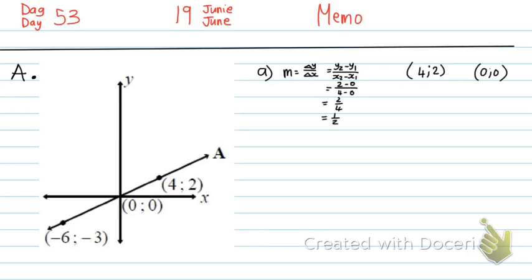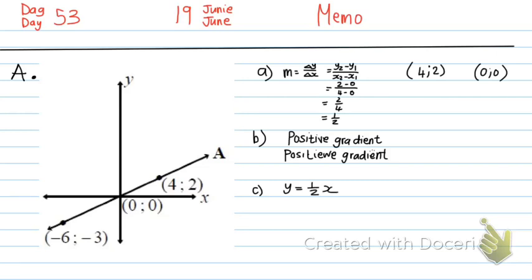Second question, B. State whether the gradients are positive or negative. Okay, so that's a positive gradient. Definitely a positive gradient, because we can see that it forms an uphill line. Then write down the equation in the form y is equal to mx. So all that we need to do is substitute our gradient in the place of m. So it's y is equal to m, which is a half x. And that's how we write down the equation.